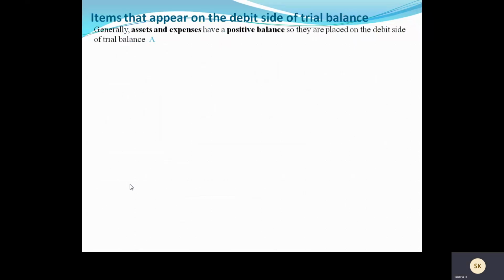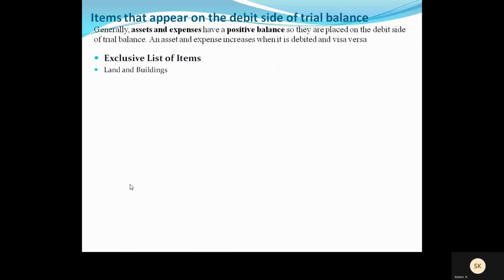All assets, expenses, all these will be seen in the debit amount column of the trial balance. Let us take this list of land and buildings. Whatever list I am giving you in the trial balance, in front of these items the amount will be shown in the debit amount column, so that it will be very clear for you. So, to identify the items that are related with the debit amount column of the trial balance.